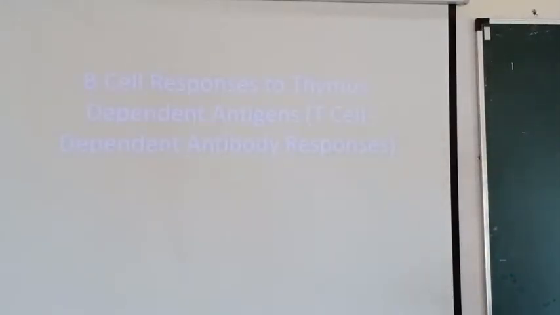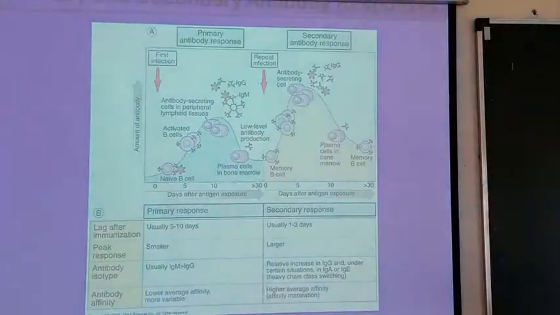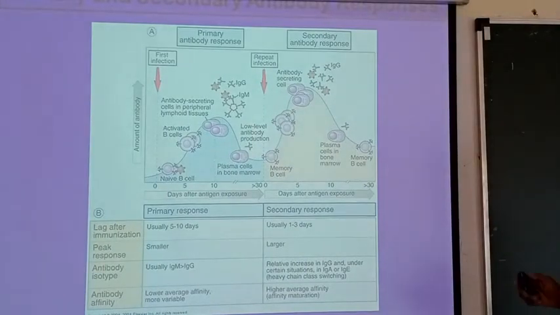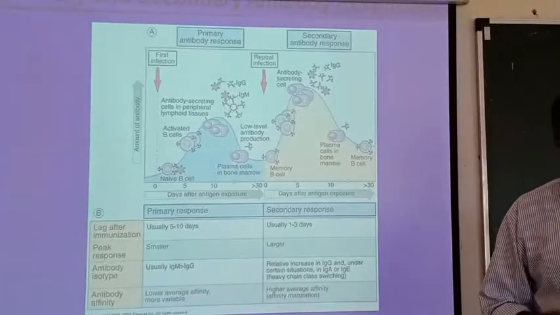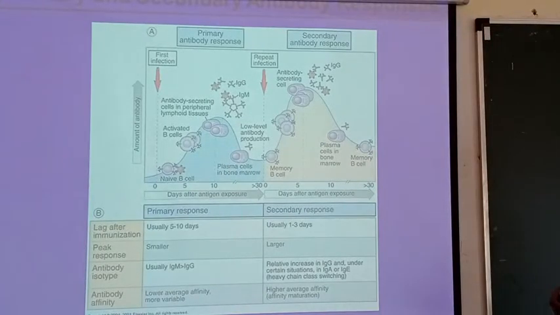Now we will study the B cell response to the thymus dependent antigen, how it works and how the antibody response is given. There are two types of immune response. One is called the primary immune response, and the second one is called the secondary immune response. This is the best example of primary immune response: once a person is infected for the first time in life with any bacterial antigen, that is called a primary immune response. And when he is infected a second time with the same one, it is called a secondary immune response.